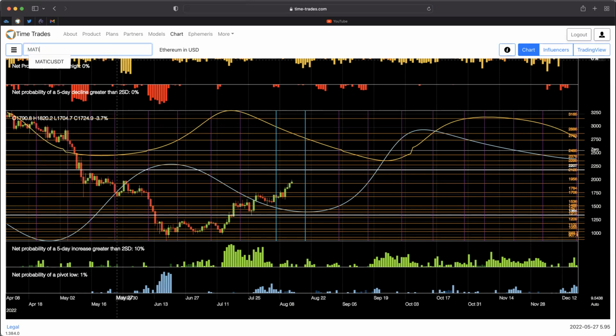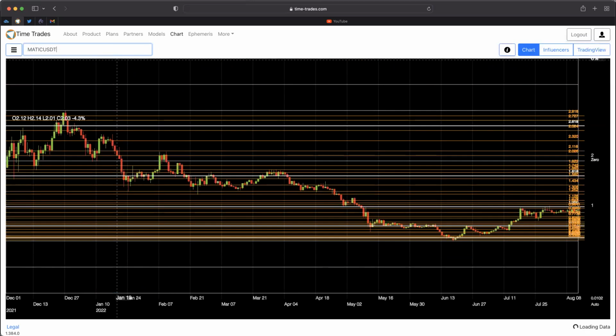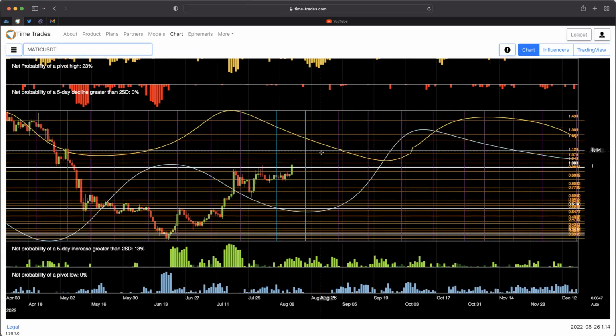I want to take a quick look at MATIC. This is a new addition to the time trade script, and it looks a lot like Ethereum with a nice cluster of green days up here heading into a pivot high. So again, this is a very nice bullish setup for MATIC.